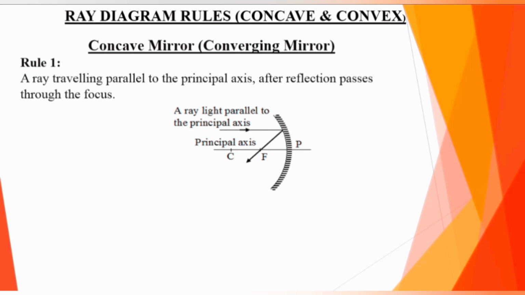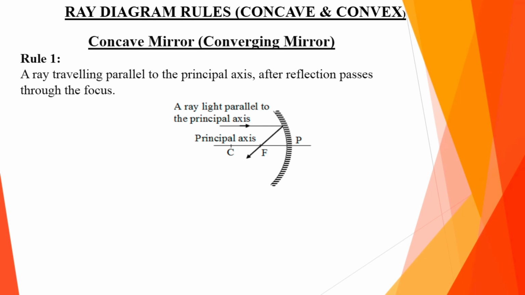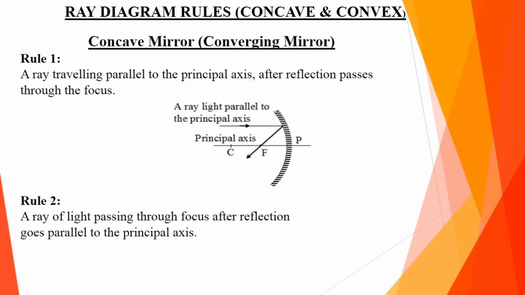The first rule says that whenever light is parallel to the principal axis, after reflection it passes through the principal focus. So the parallel rays, after hitting the reflecting surface, pass through the principal focus. That is the first rule. And the second rule is that a ray of light passing through the focus, after reflection, goes parallel to the principal axis.